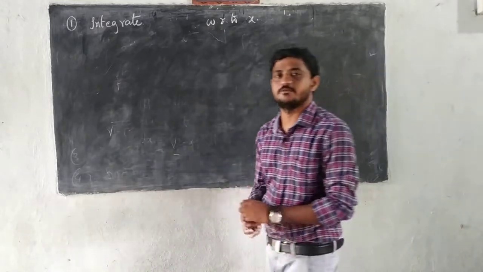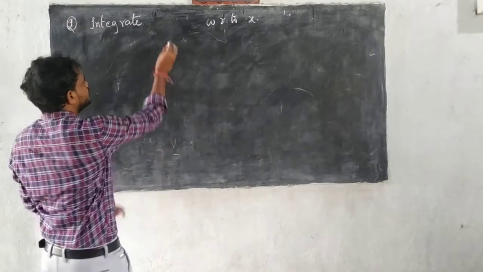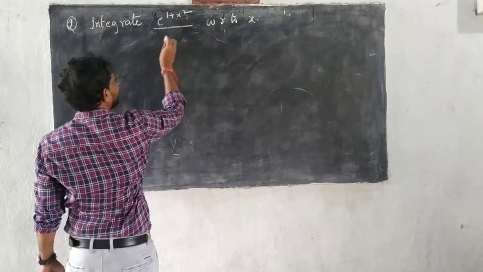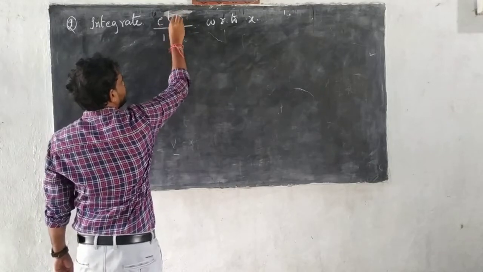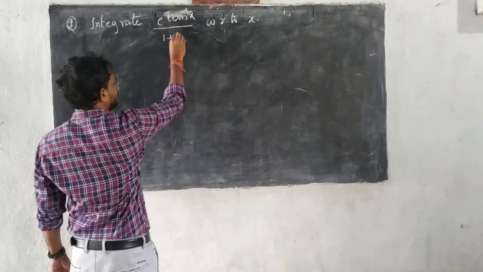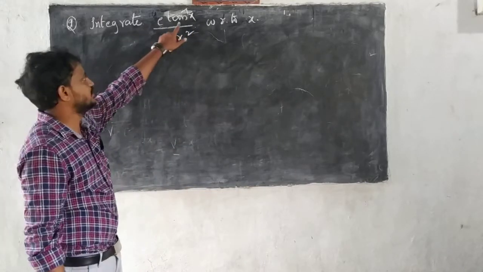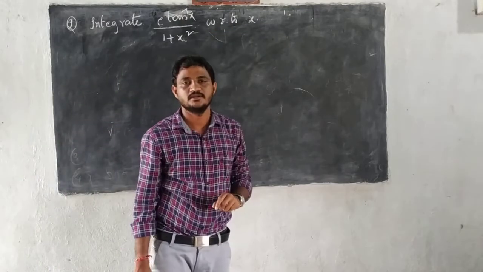So let us discuss one more problem here. Integrate e to the power of tan inverse of x by 1 plus x square. Integrate e to the power of tan inverse of x by 1 plus x square with respect to x.